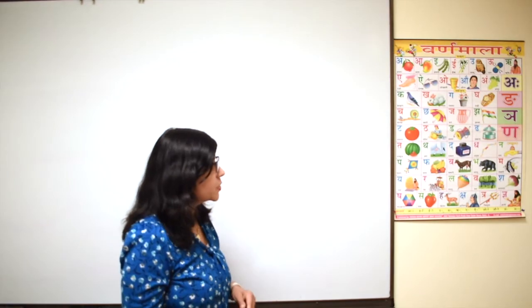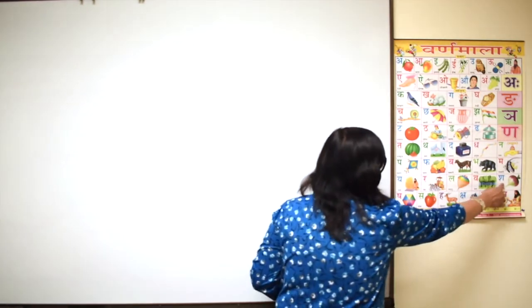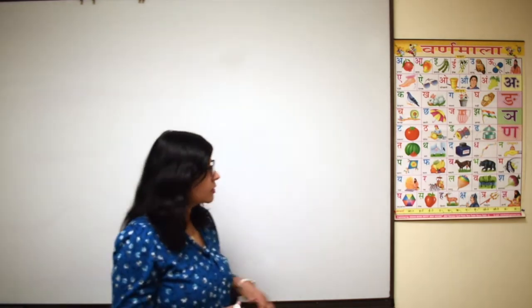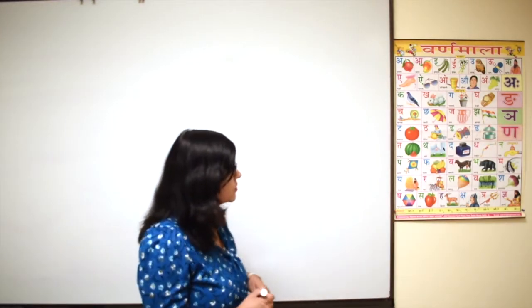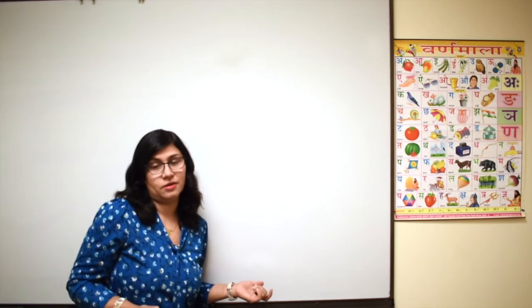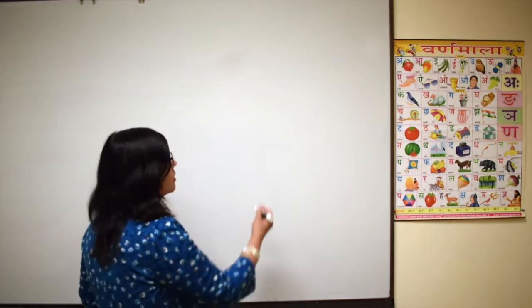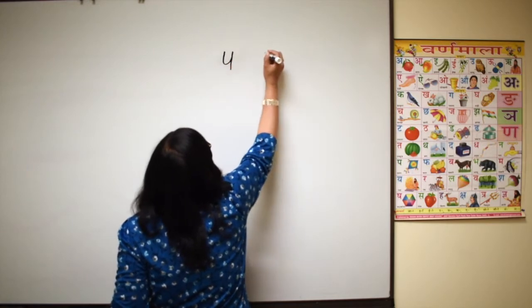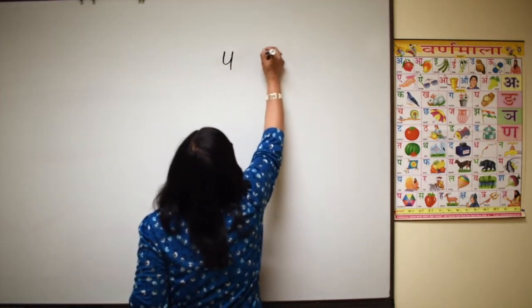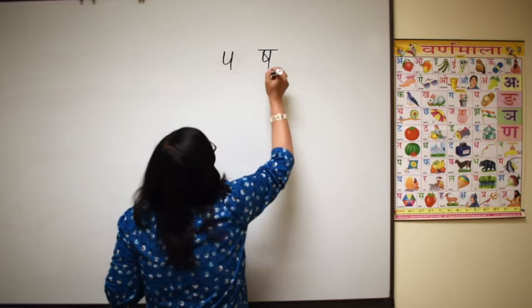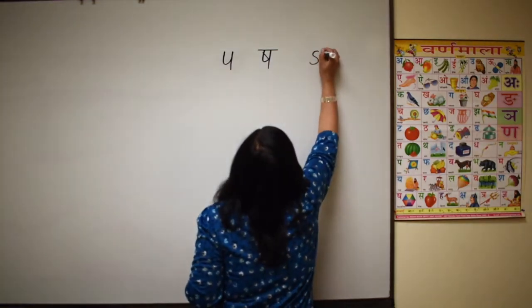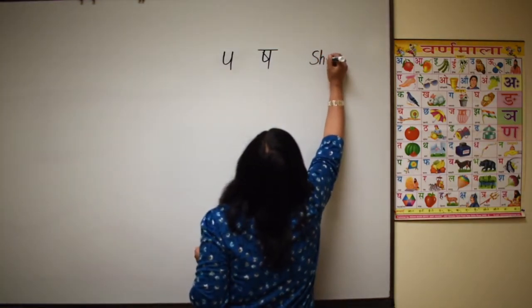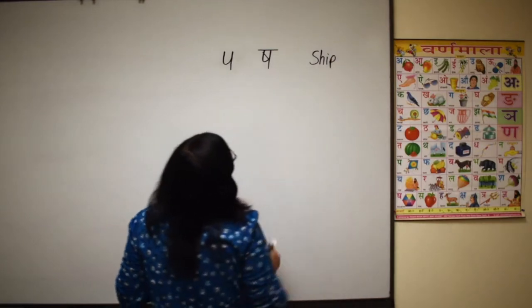In the last video, I left off here with this sh, which is a sibilant, and we are going to learn one more sibilant, which is also sh. There is no real functional difference in the pronunciation, and this is how we make sh. It's sh, like ship.